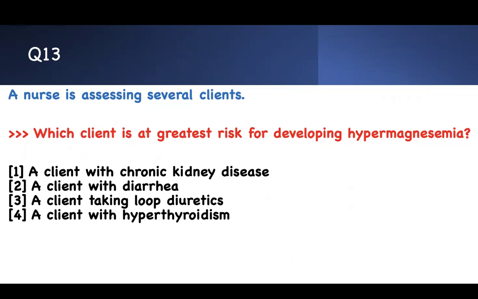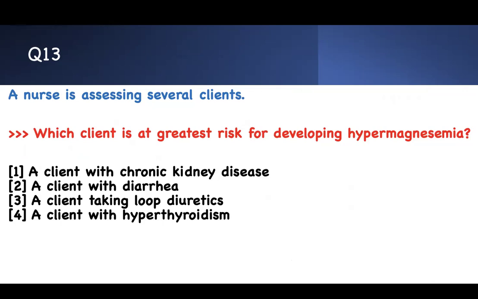Therefore, I tell you, a bunch of patients, which one is going to have high what? Magnesium. The only thing that will take away your magnesium is what? Is it your kidney? Is it your diarrhea? Is it loop diuretic or thyroid problem? Thyroid problem has nothing to do with your magnesium. Probably give you diarrhea, but it's not the best answer choice. Loop diuretic will lead to hypomagnesium. Diarrhea will give you that.